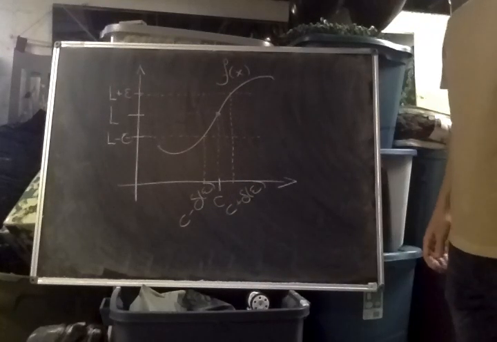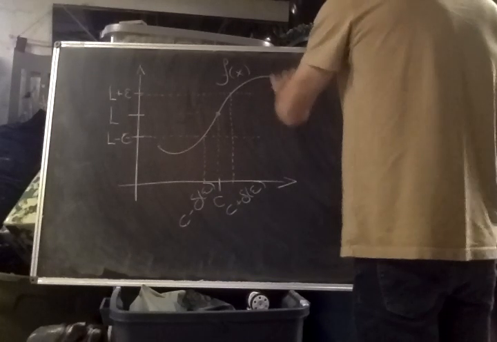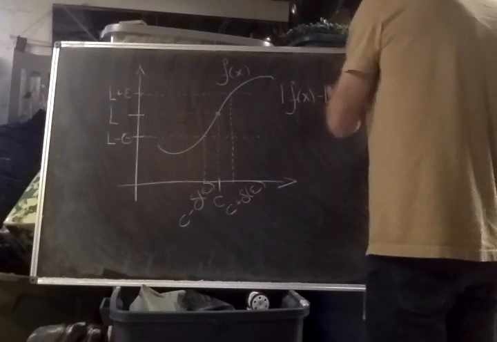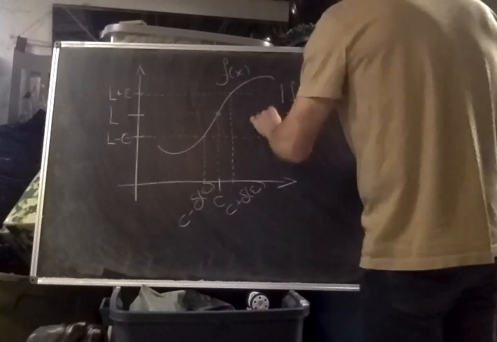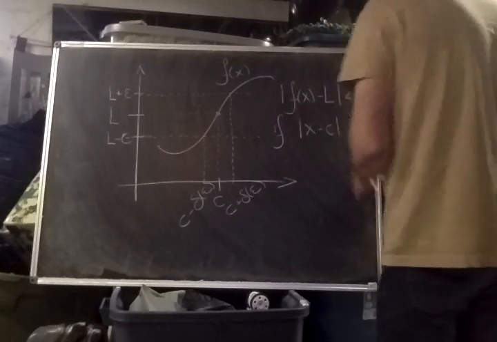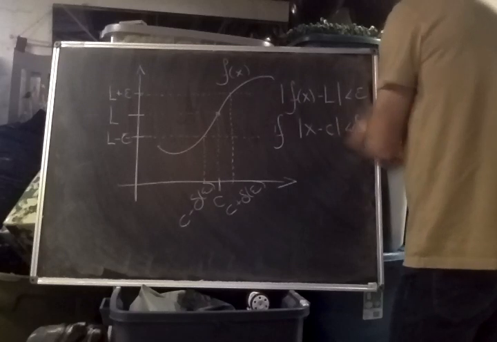Okay? So if you would like, right, so here we're going to have that the absolute value of f of x minus L is less than epsilon if the absolute value of x minus c is less than delta of epsilon.